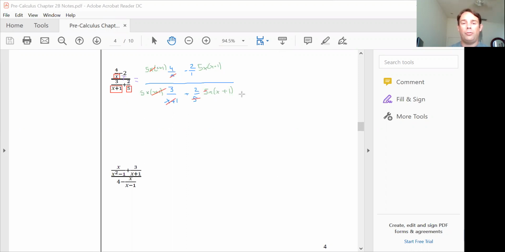So when we multiply the whole thing out here, I end up with 5 times 4 times, which is 20, x plus 1. Over here, 2 times 5x, that'd be a minus 10x, x plus 1. All over, let's see here, over here I have a 15x, it looks like. And on this one, I have a positive 2x times x plus 1. So we're going to multiply it all the way out here.